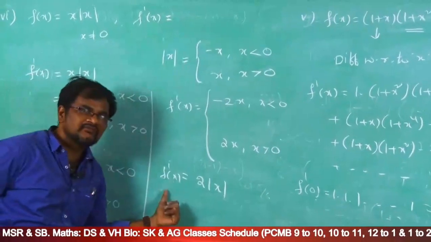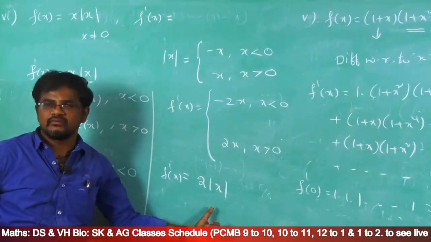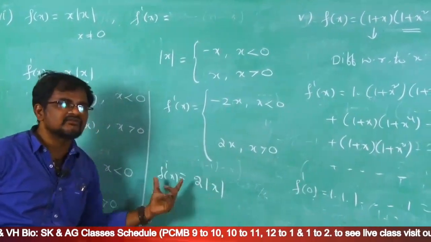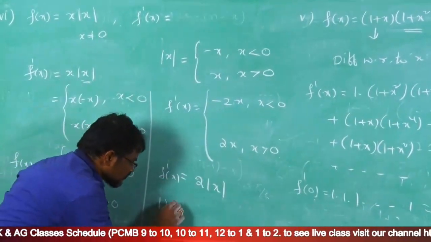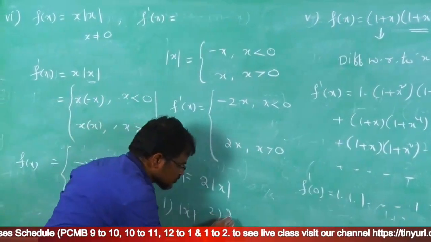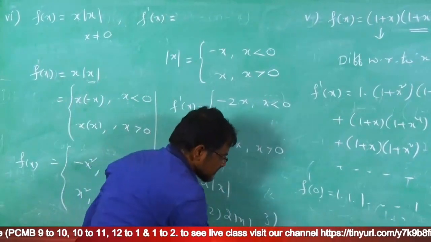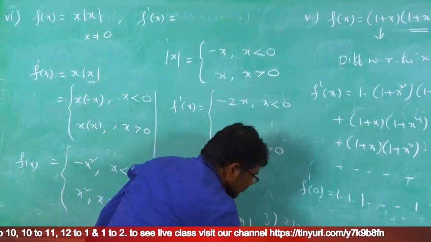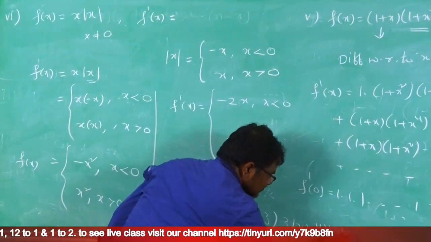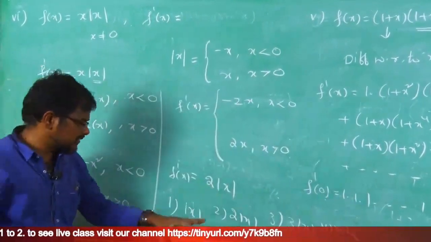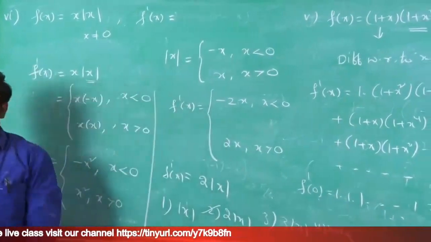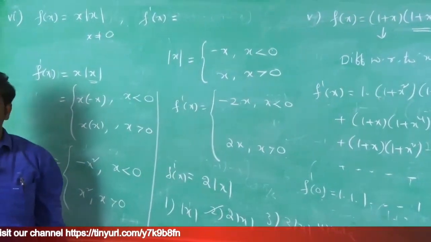Now our final answer: whenever they ask f of x equal to x into mod x, f dash x is 2 into mod x. So they will give options like this: the first one is mod x, the second one is 2 into mod x, the third one is 3 into mod x, and the fourth one is none. According to that, the answer is 2 into mod x.